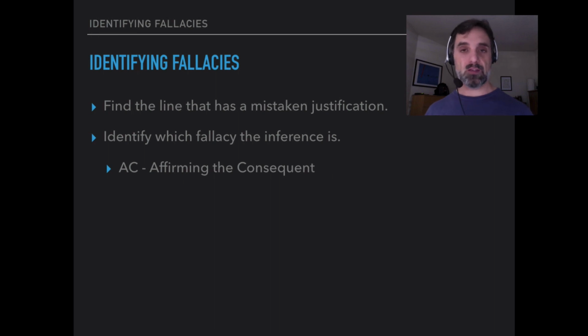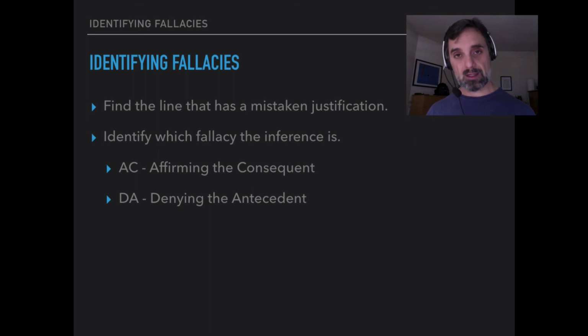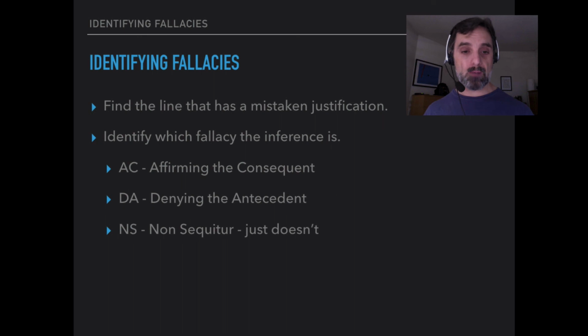It might be AC, affirming the consequent. We might have one of the premises is a conditional, the other premise is the conditional's consequent, and the conclusion is the conditional's antecedent, and that's AC. Or it might be denying the antecedent. One of the premises is a conditional, the other premise is the negation of the antecedent, and the conclusion is the negation of the consequent. Or it might be non sequitur.